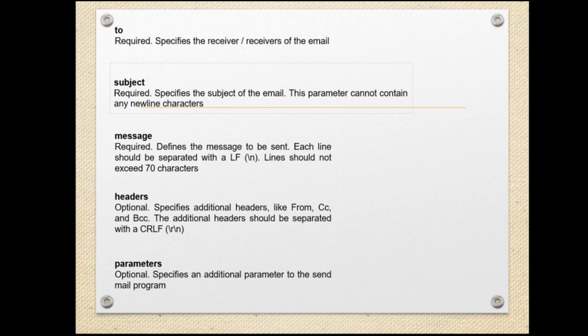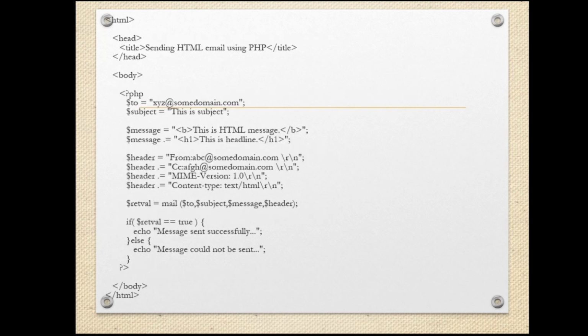Message is again required and defines the message to be sent. Each line should be separated with a new line. Lines should not exceed 70 characters. Headers are optional and specify additional headers like From, CC, and BCC. Parameters are again optional and specify an additional parameter to the sendmail program. This is the program that is used to send an email.